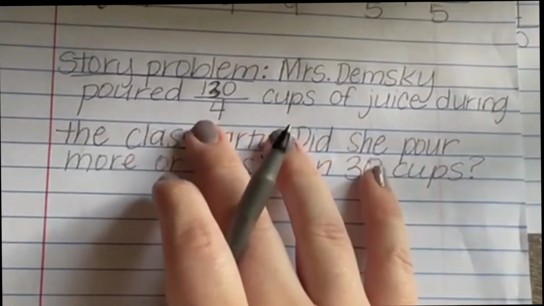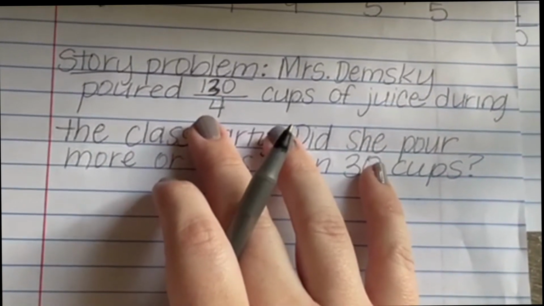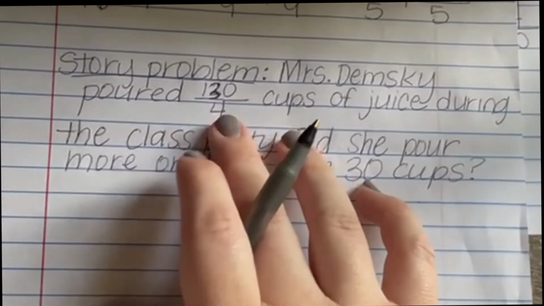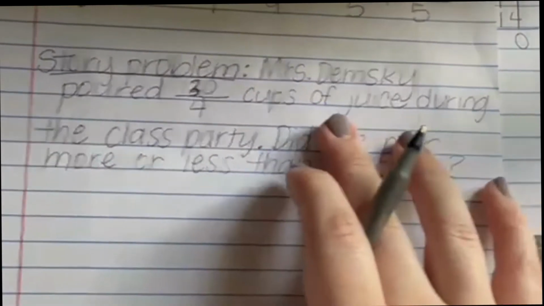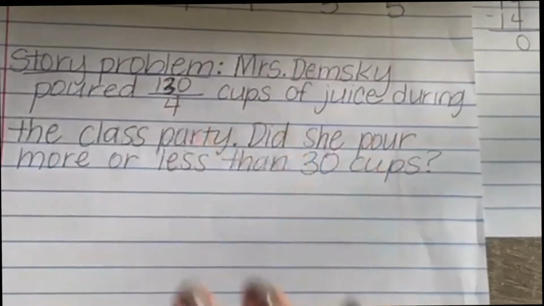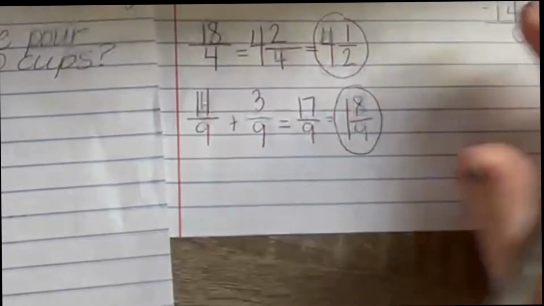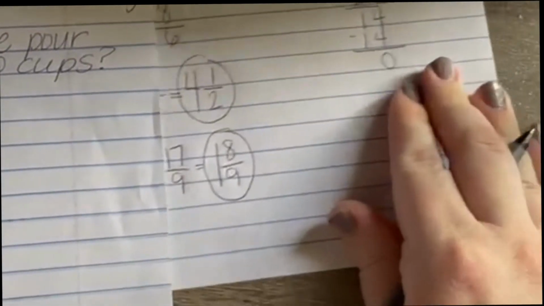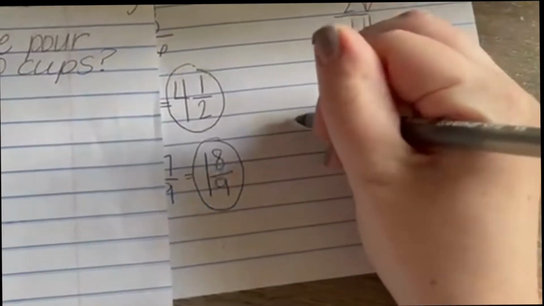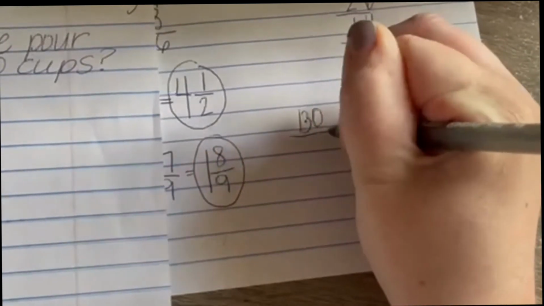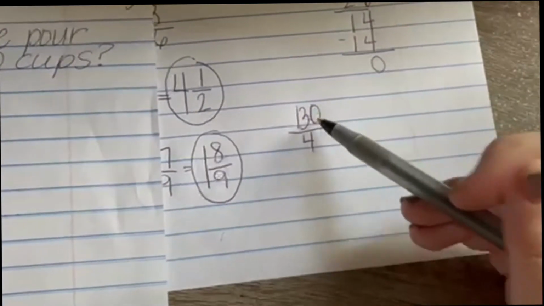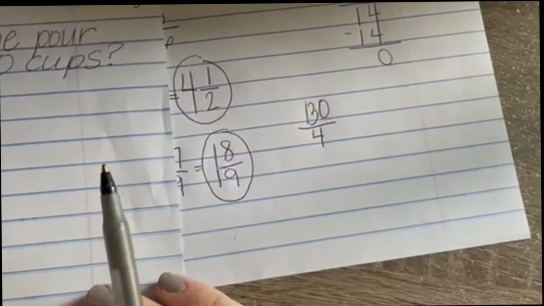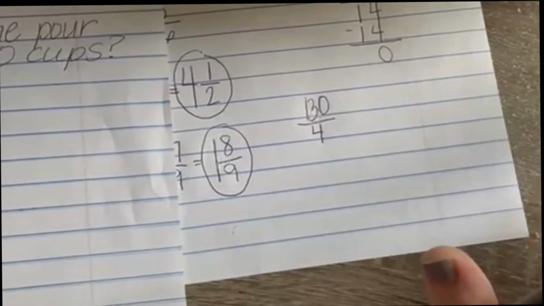Let's look at this fraction over here, this really odd looking fraction. 130 over 4. That's improper. So let's read this again. Mrs. Dembski poured 130 fourths cups. That's the tongue twister. So I'm going to write that down. I like to write it down as I'm reading. It just keeps me organized. Okay, 130 fourths cups. And we need to know if she poured more or less than 30 cups.